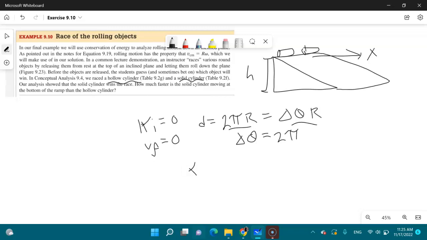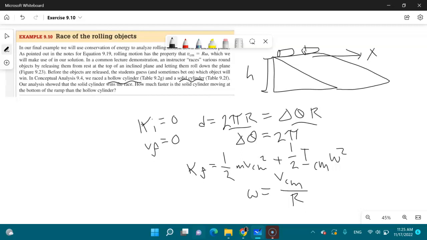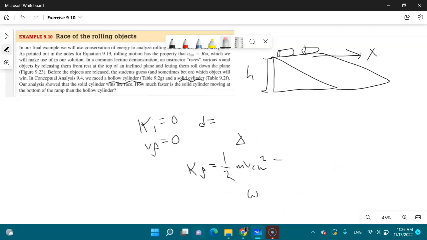When we're trying to find the final kinetic energy, it would be half of the mass times the velocity squared plus half of the inertia times the angular velocity squared. And the angular velocity in general would be the velocity over the radius. These are the main equations we're going to use to compare these two objects and see which one is faster.